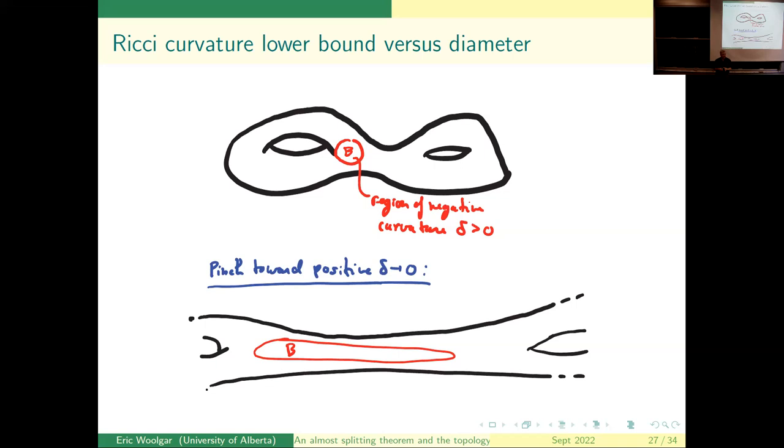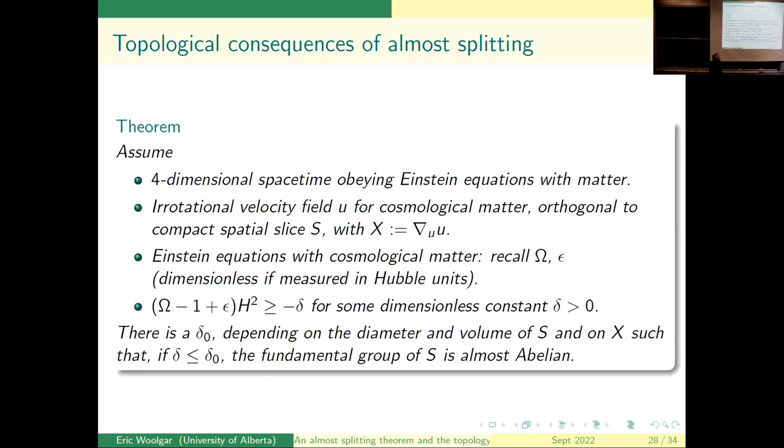So, catch up again to myself. The theorem that we have follows immediately from the Cheeger-Colding theory, because we're basically saying X appears on the other side of the limit. So we assume the four-dimensional Einstein equations, no rotation.